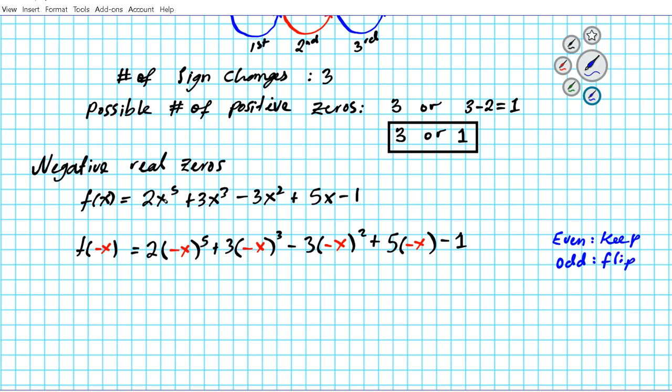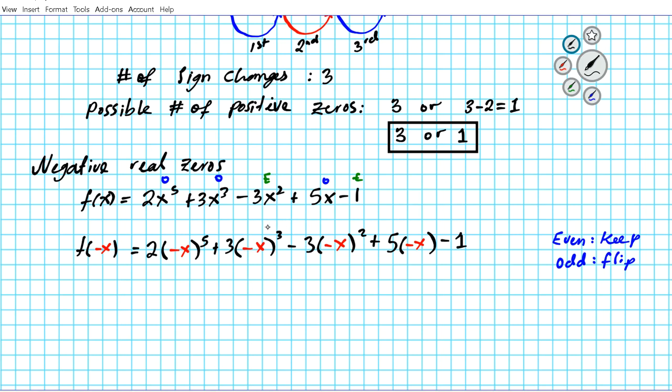All right, so this one right here is 5, so it's odd. This is 3, that's odd. This is 2, that's even. This is 1, that's odd. And this is 0, so that's considered even, because it's constant, it doesn't change. So what am I saying here? All the terms with odd powers, you flip their signs. And all the terms with even powers, you keep the sign.